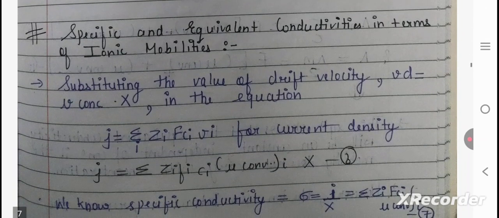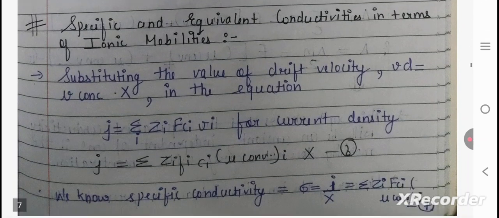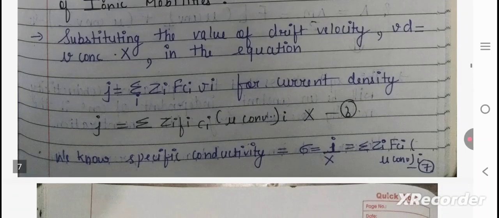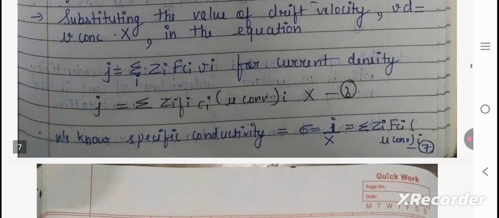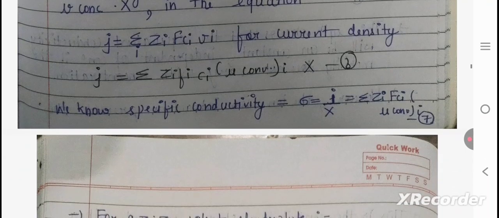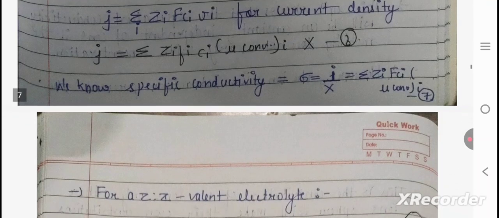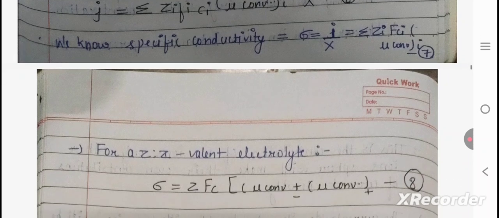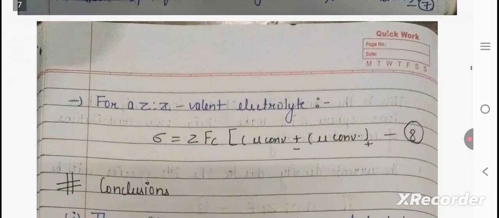Next topic, we have specific and equivalent conductivities in terms of ionic mobilities. Substituting the value of drift velocity Vi is equal to U conventional into X in the equation J is equal to summation over i of Zi F Ci Vi for current density, J is equal to summation of Zi F Ci U conventional i into X, which is equation number 6. We know specific conductivity sigma is equal to J by X, which is equal to summation Zi F Ci U conventional i, equation number 7.